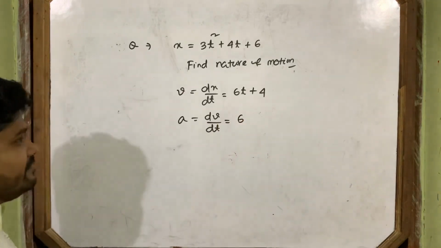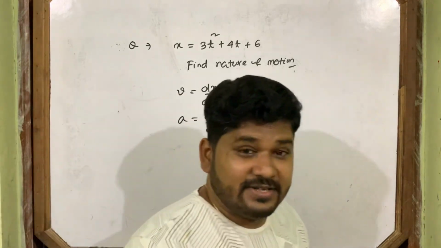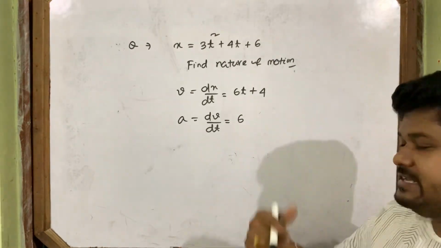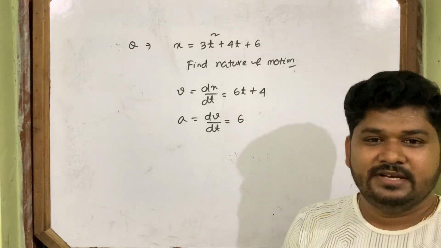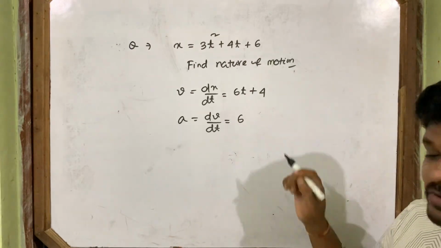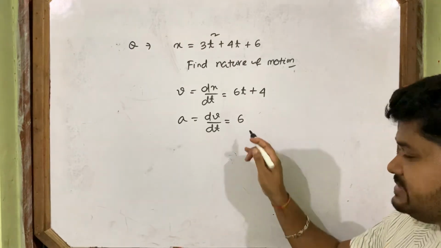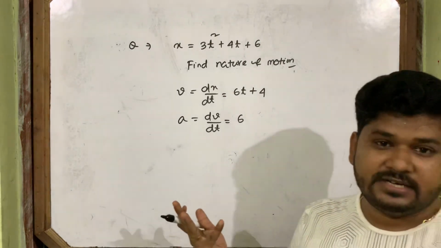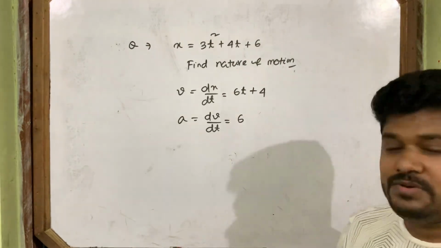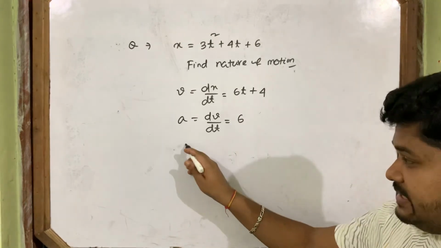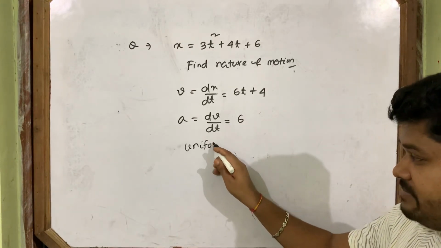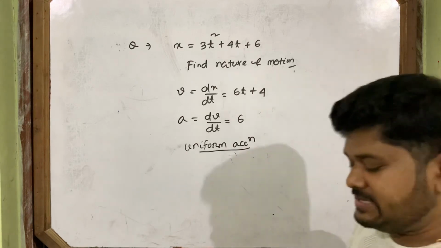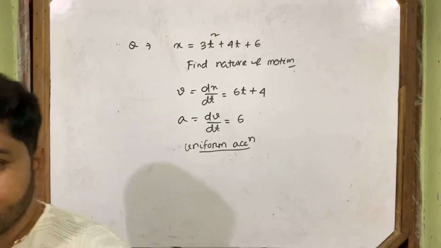6. Is the acceleration constant? Yes. How do I know it's constant? Because no time factor is here. Acceleration is 6, always 6, so it's constant. So I can tell now that the body is in uniform acceleration. This is the nature of motion.